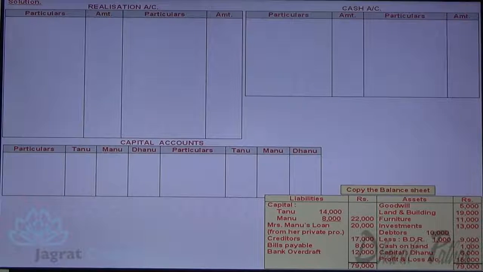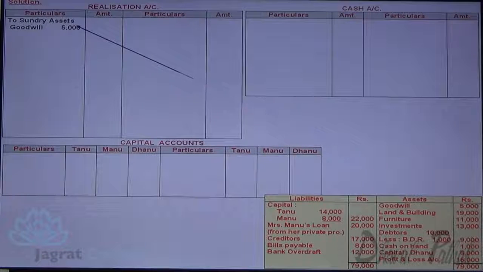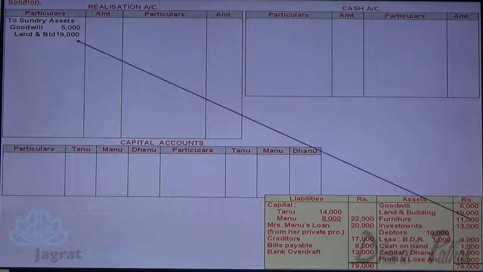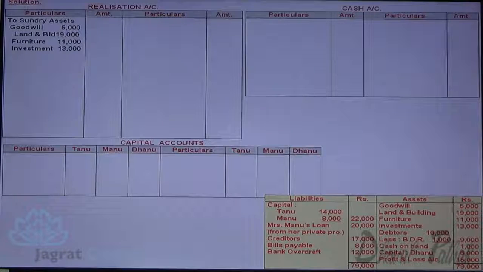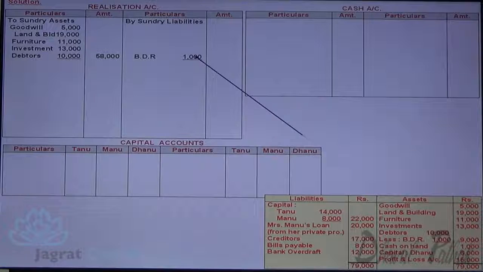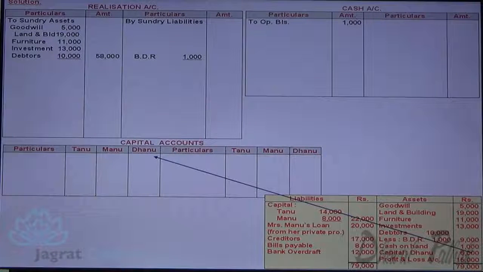All assets to be realized are transferred to the debit side of realization account. Goodwill 5,000 debited to realization account. Land and building 19,000 debited to realization account. Furniture 11,000 debited to realization account. Investment 13,000 debited to realization account. Debtors 10,000 debited to realization account. Bad debt reserve of 1,000 credited to realization account. Cash in hand recorded in cash account as opening balance. Capital of Danu transferred to the debit side of capital account of Danu, 6,000.